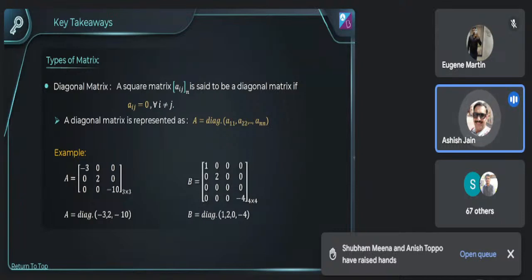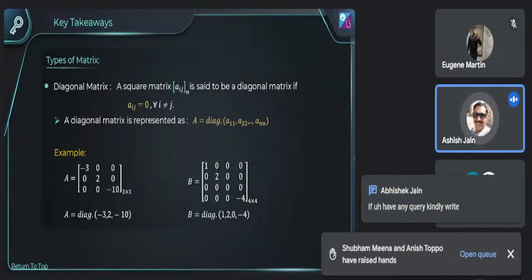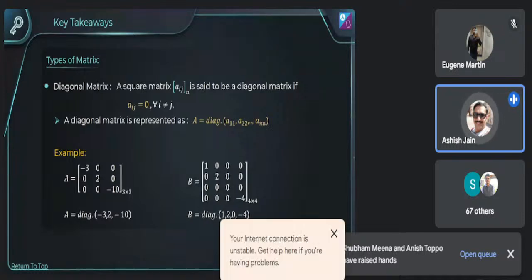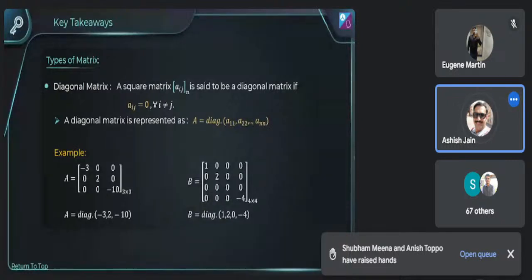Similarly, we have another square matrix which is capital B. Why is it a square? Because we have an equal number of rows and columns here. Both have 4 rows and 4 columns. So it's 1, 2, 0, -4 for diagonal elements. Rest all the non-diagonal elements are 0. That's why B is a diagonal matrix. I can write B as DIAG 1, 2, 0, -4. So such a matrix is called a diagonal matrix, and diagonal matrices are always square matrices. Though you can have a principal diagonal in a non-square matrix, a diagonal matrix will always be a square matrix.